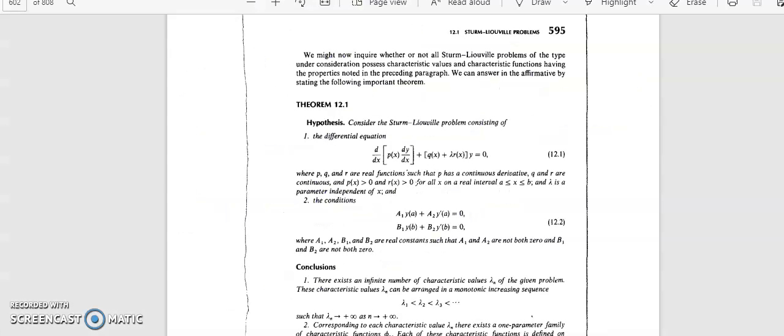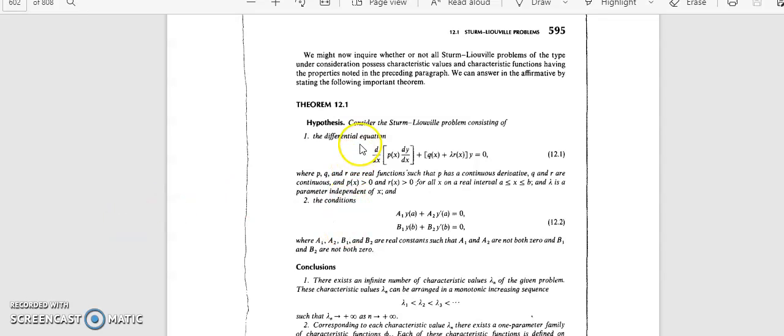Now let us look at one theorem. We have now solved many Sturm-Liouville problems. From all these problems we arrive at a few conclusions, so we will state that as a theorem. You should know it: what is special about the characteristic values and characteristic functions of a Sturm-Liouville problem.